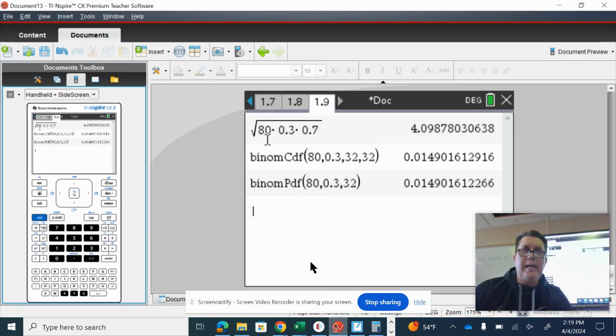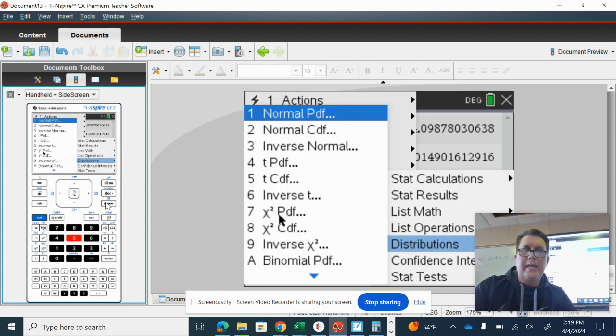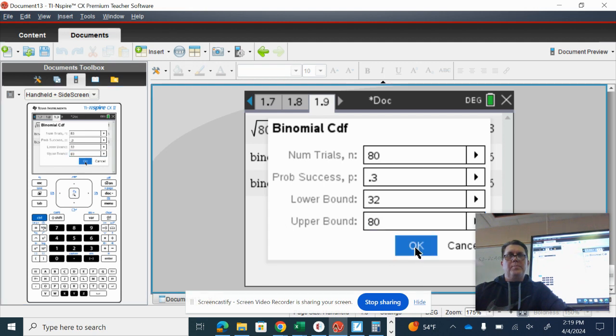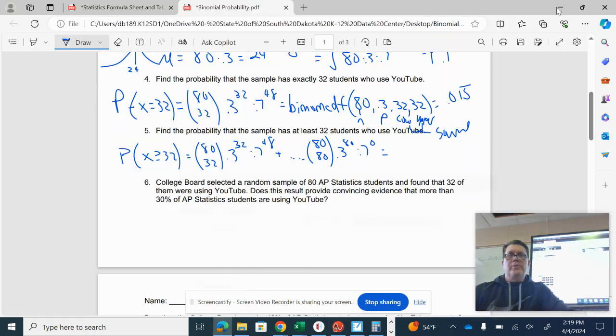Now, if you're using the TI-84, a lot of times you have to do these a little bit differently. You have to do things where you have to subtract them and stuff like that. I'm not going to go through all that. Hopefully you know how to do that. So 0.3, we're going to go 32 up to 80. That's our lower bound and our upper bound. And we get 0.036.